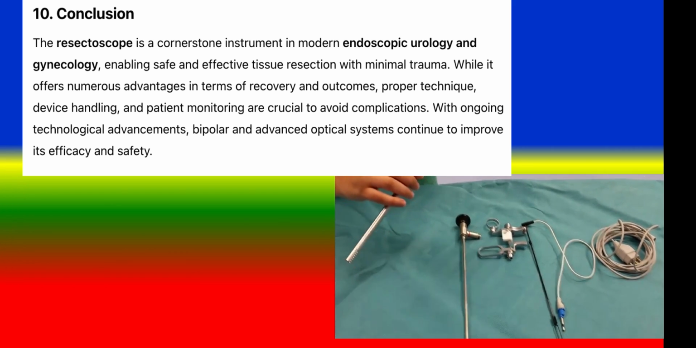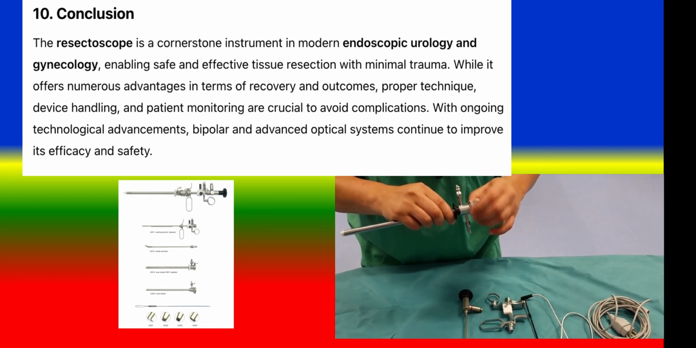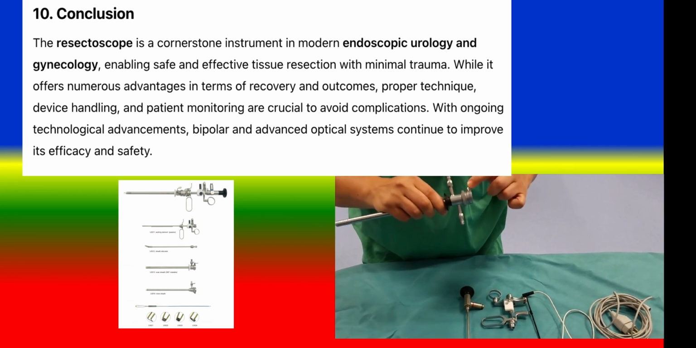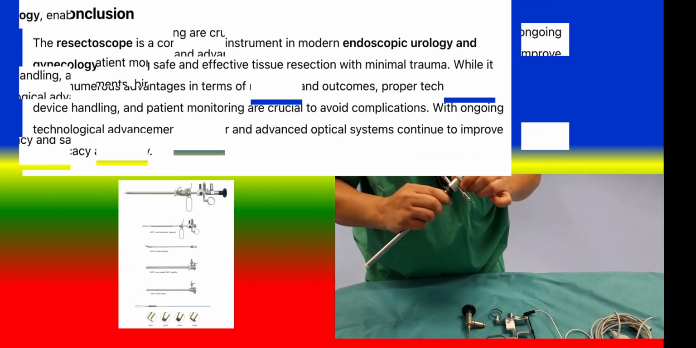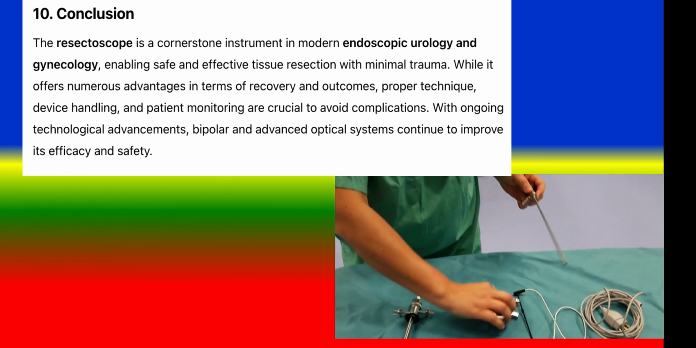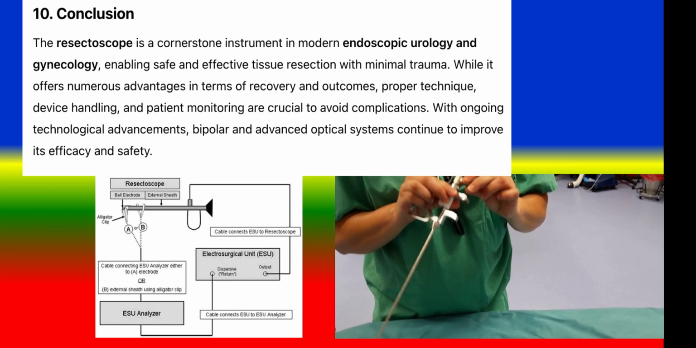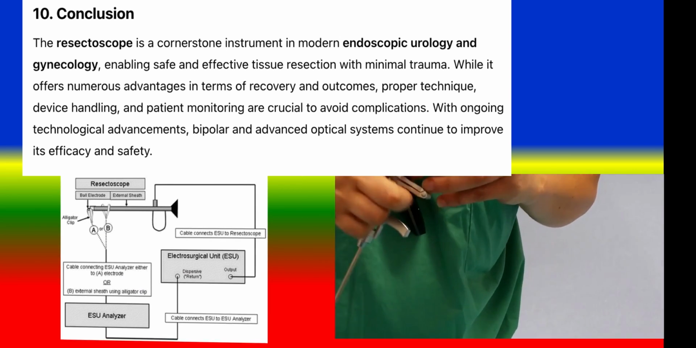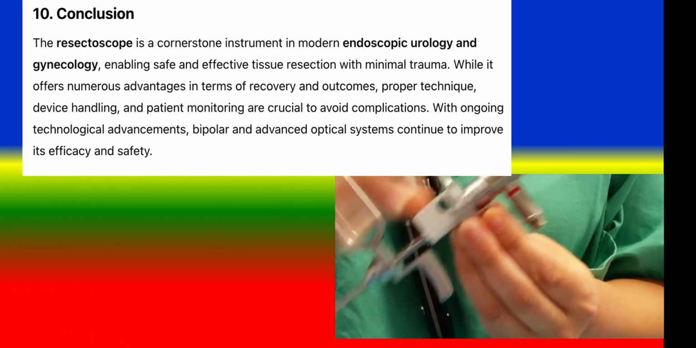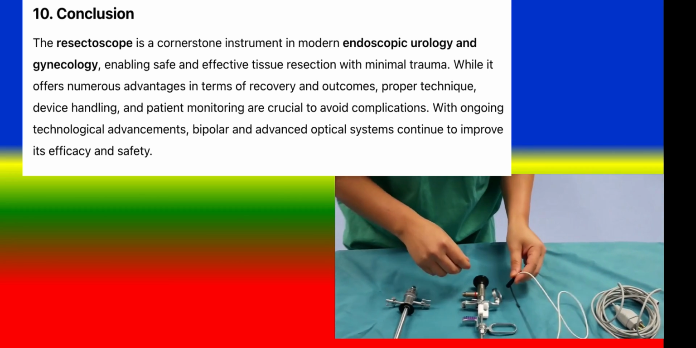10. Conclusion: The resectoscope is a cornerstone instrument in endoscopic urology and gynecology, enabling safe and effective tissue resection with minimal trauma. While it offers numerous advantages in terms of recovery and outcomes, proper technique, device handling, and patient monitoring are crucial to avoid complications. With ongoing technological advancements, bipolar and advanced optical systems continue to improve its efficacy and safety.